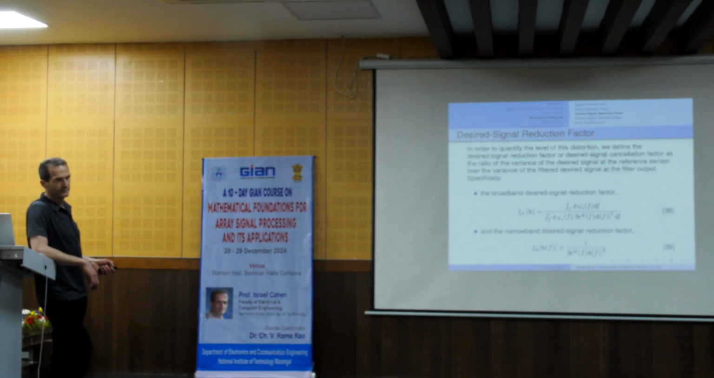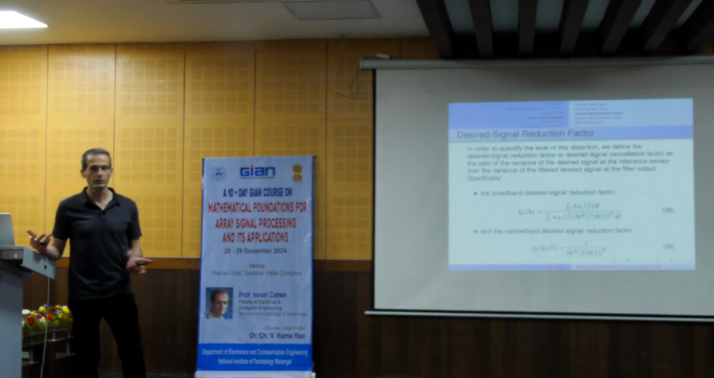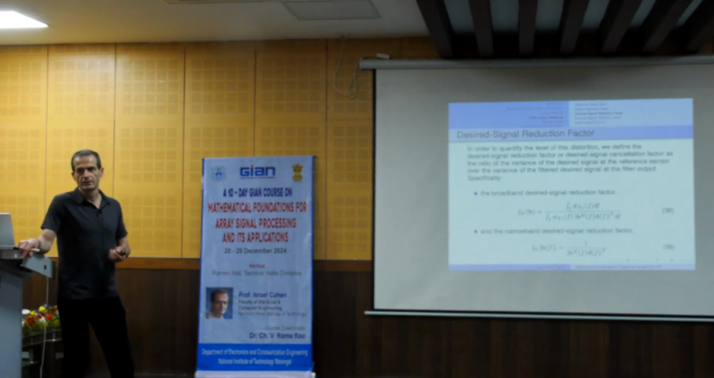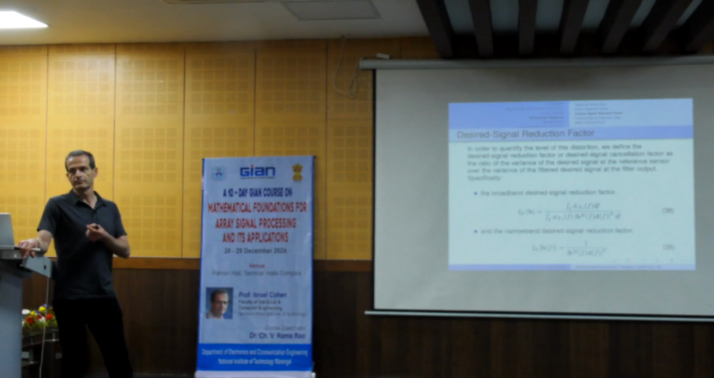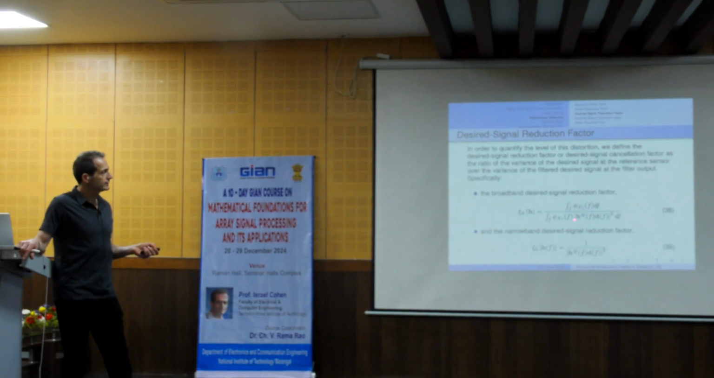The narrowband. What will be the narrowband desired signal reduction factor for MVDR? It is 1, which means that there is no desired signal reduction. Of course, it should always be 1. With MVDR, we have no distortion, so the desired signal reduction factor is 1. No reduction. And for the broadband, if we put 1 here, you see for each frequency it's 1, so also the broadband desired signal reduction factor is 1.